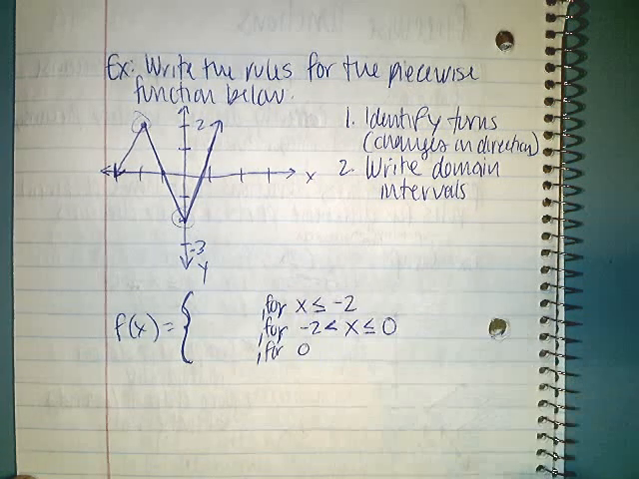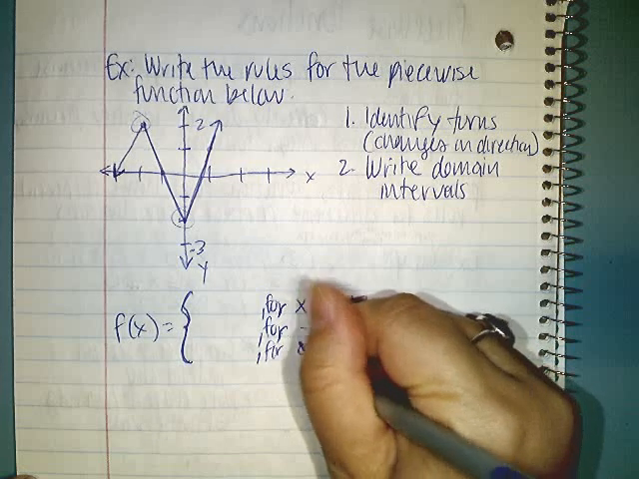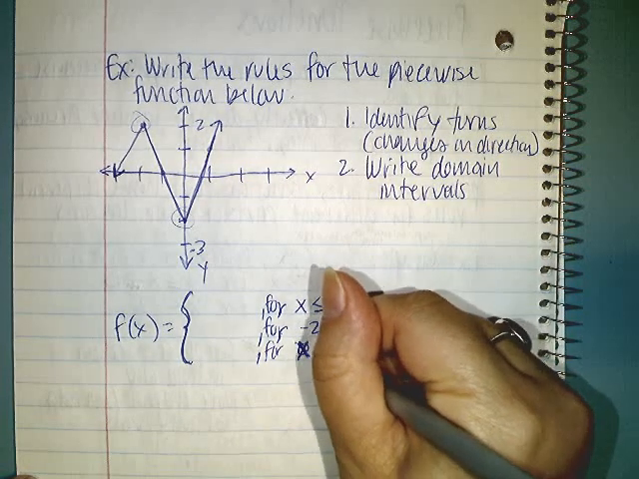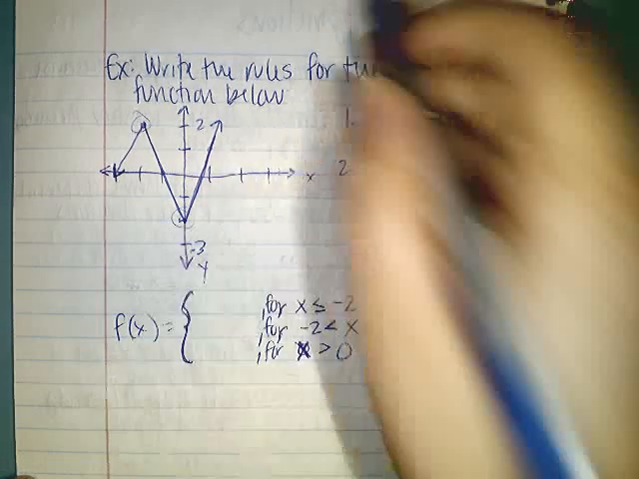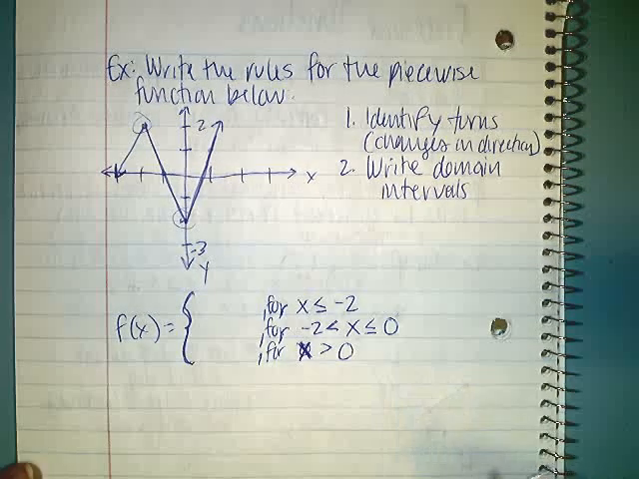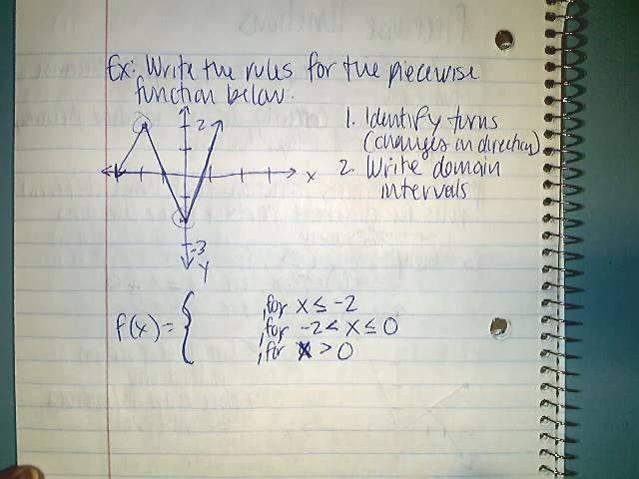My last one, again, is 4. It has to start at 0. Only this time since it's going to continue on forever, I'm going to write x first, and then it's going to be greater than 0 because it's all the values that way on. So my last value is when x is greater than 0. So now I need to come up with my rules.